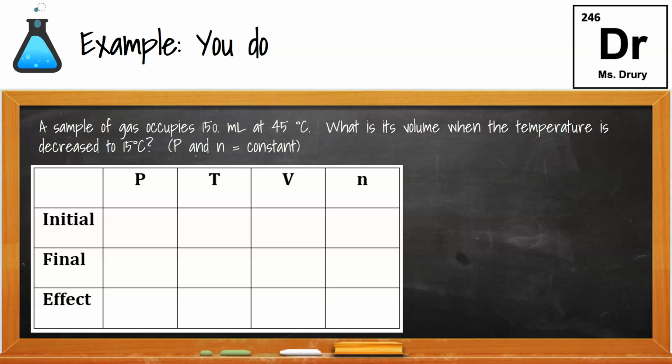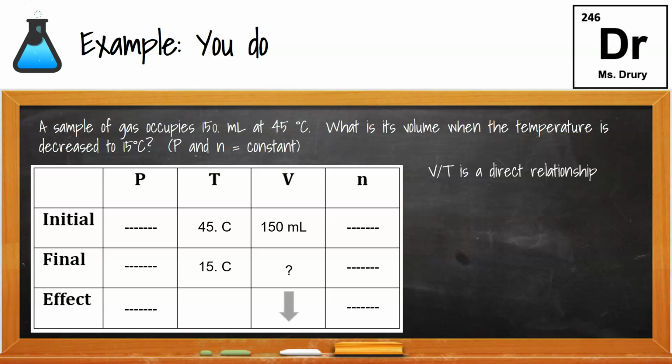A sample of a gas occupies 150 milliliters at 45 degrees Celsius. What's the new volume when the temperature is decreased to 15 degrees? Okay, so what I would have done if I were you to answer this puzzle question is plug in all my numbers into our chart, noticing that the temperature went down, so the volume should also be going down. It's a direct relationship. We're going to put in our volumes and temperatures. Sorry, that says P, should say V.